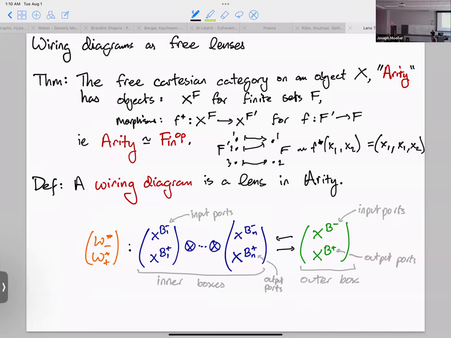So my definition is that a wiring diagram is a lens in the free Cartesian category. And in general, if you want to label the wires by different types, you would use the free Cartesian category on that set of types. But I'll just ignore that for now.